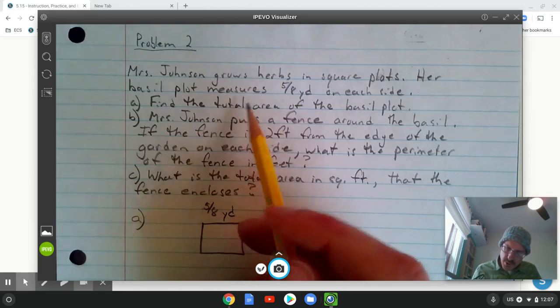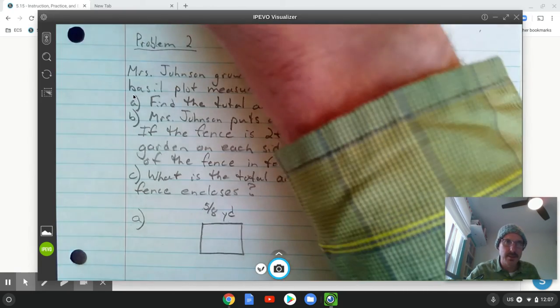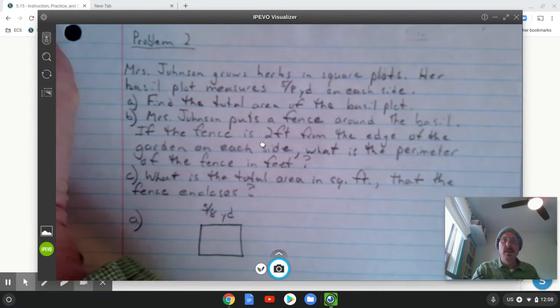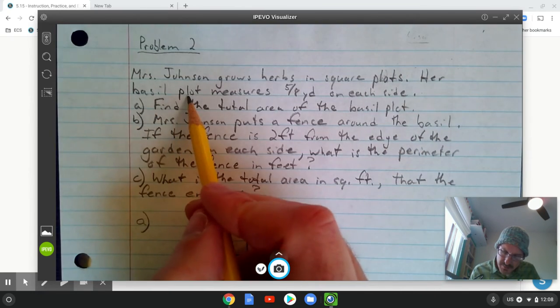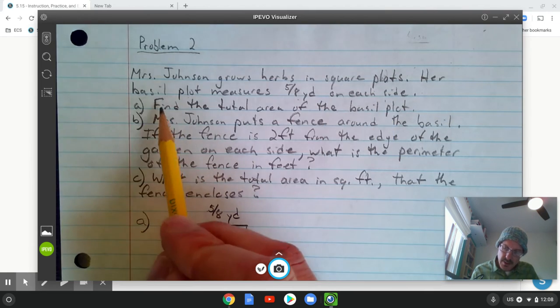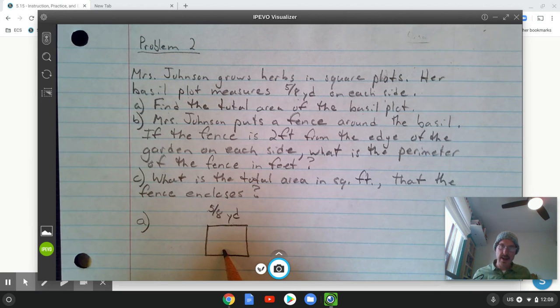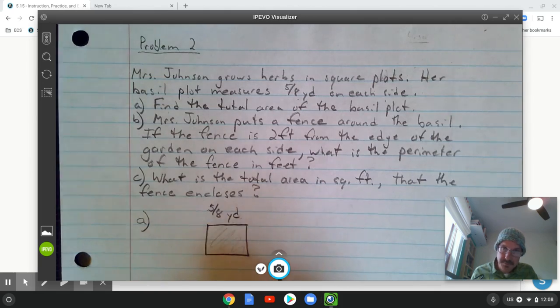All right, Mrs. Johnson grows herbs in square plots. And again, this is just this problem right here, right? Mrs. Johnson grows herbs in square plots. Her basil plot measures 5/8 of a yard on each side, so it's a square. Find the total area of the basil plot. All right, so let's do that first. That's A. So 5/8 of a yard on this side and this side. So she's got basil plants inside here.